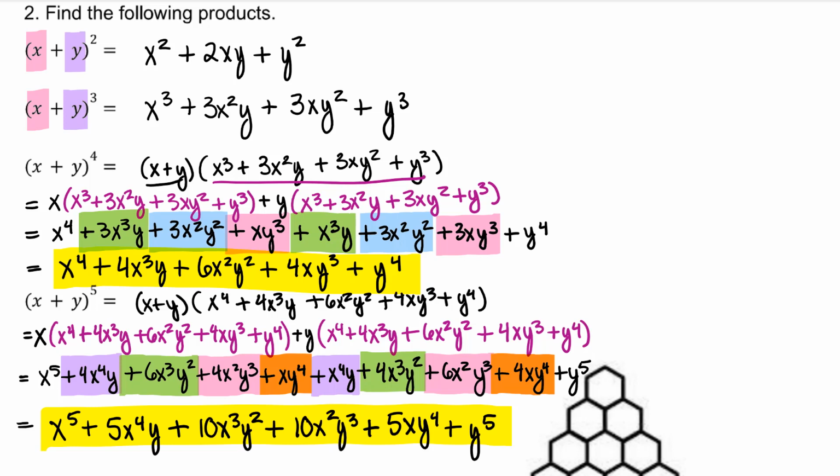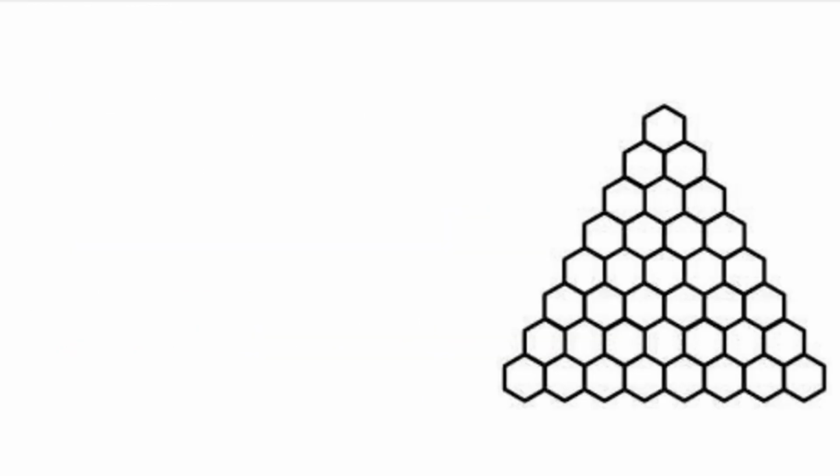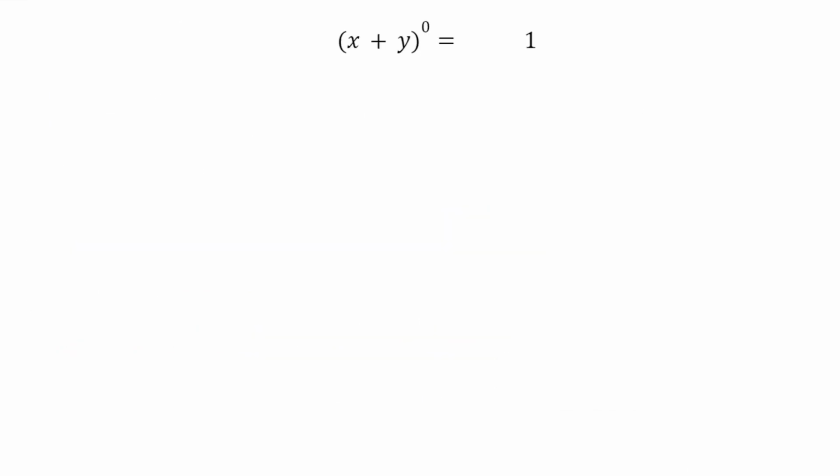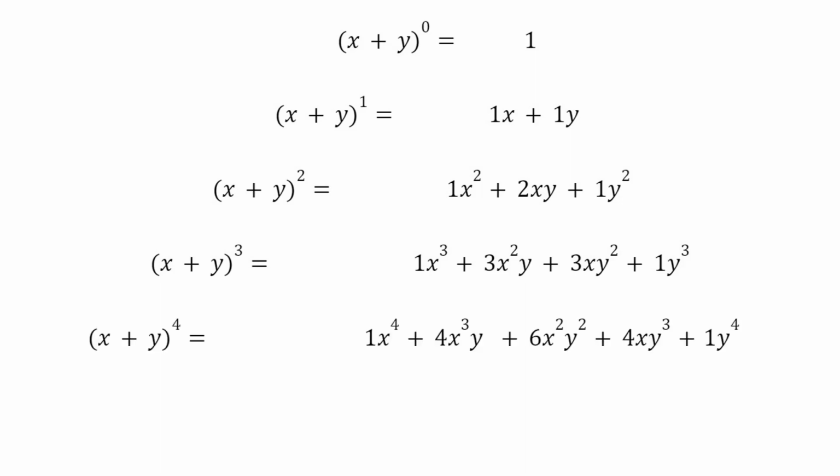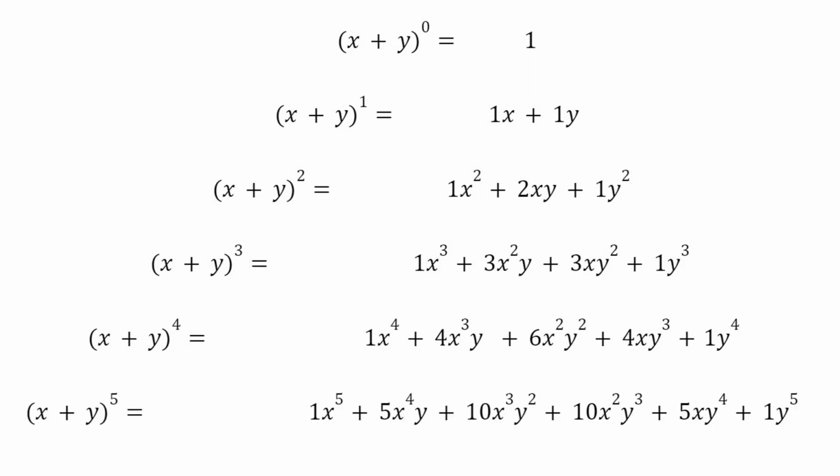So let's see if there is a pattern here that we can follow to make binomial expansion a little bit more efficient. So let's take a look at the expansions. X plus y to the power of 0 would just be 1. X plus y to the power of 1 would just be x plus y. X plus y to the power of 2 is such. X plus y quantity cubed expands to be this. X plus y quantity to the 4th expands to be this. X plus y quantity to the 5 expands to be this.